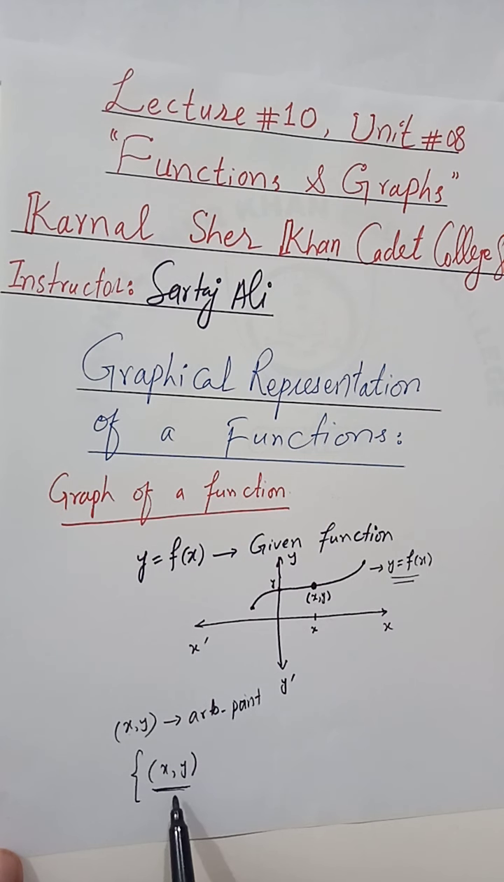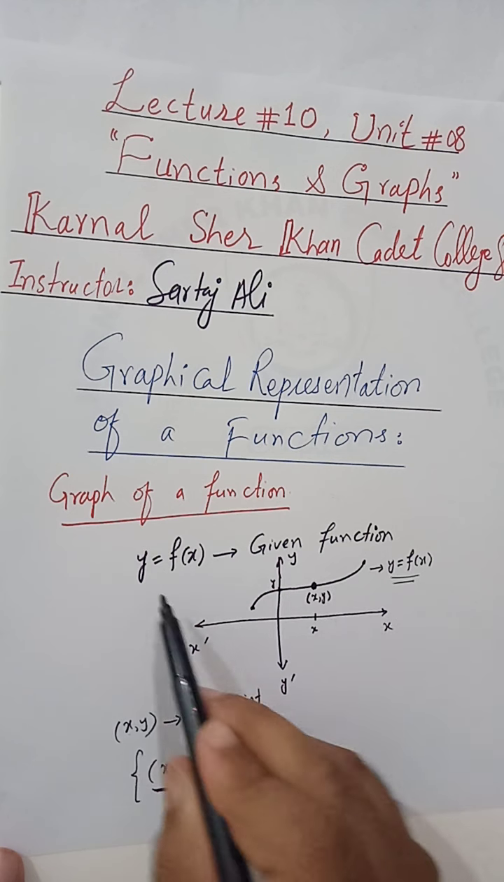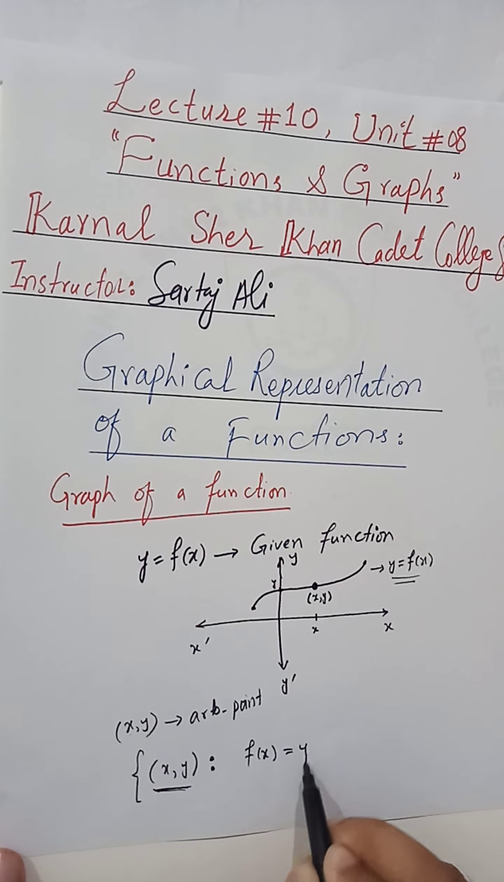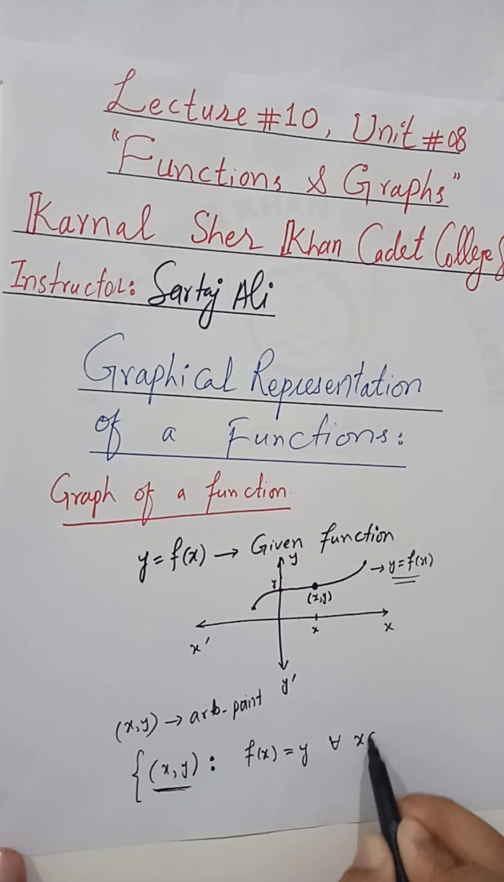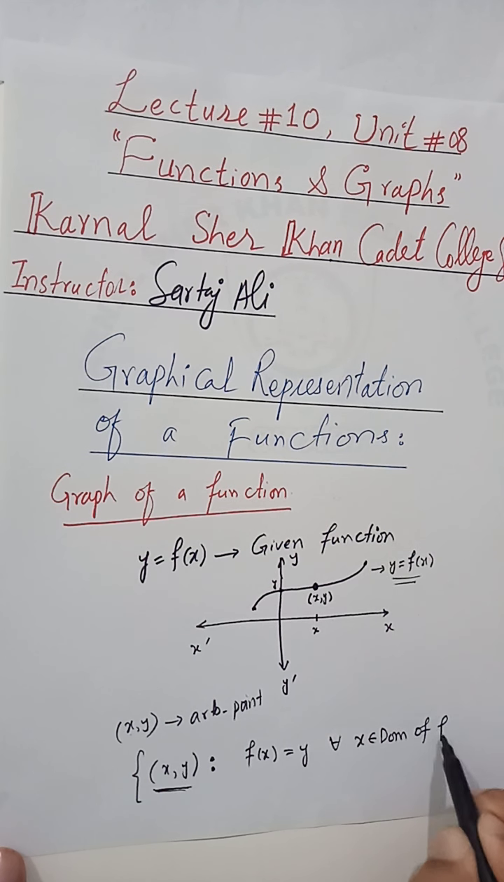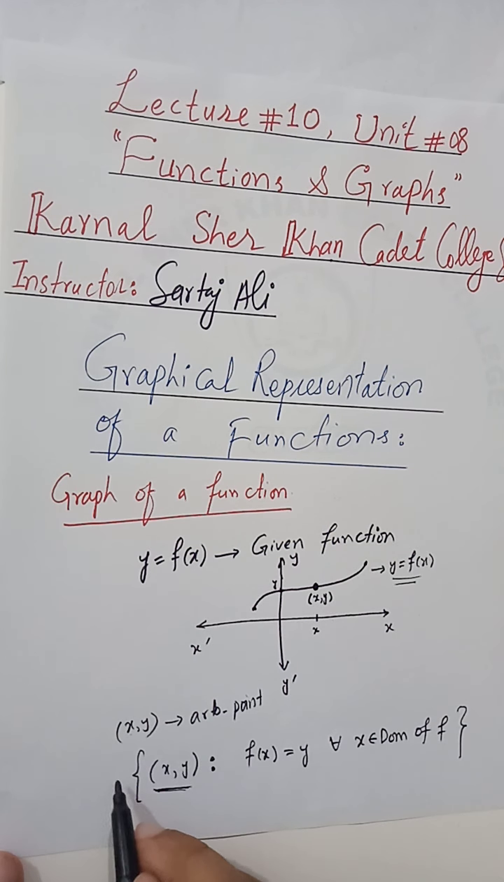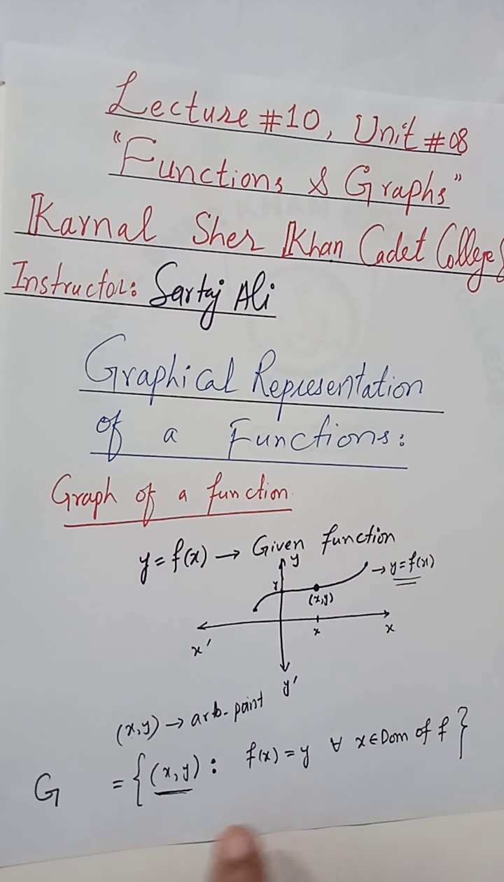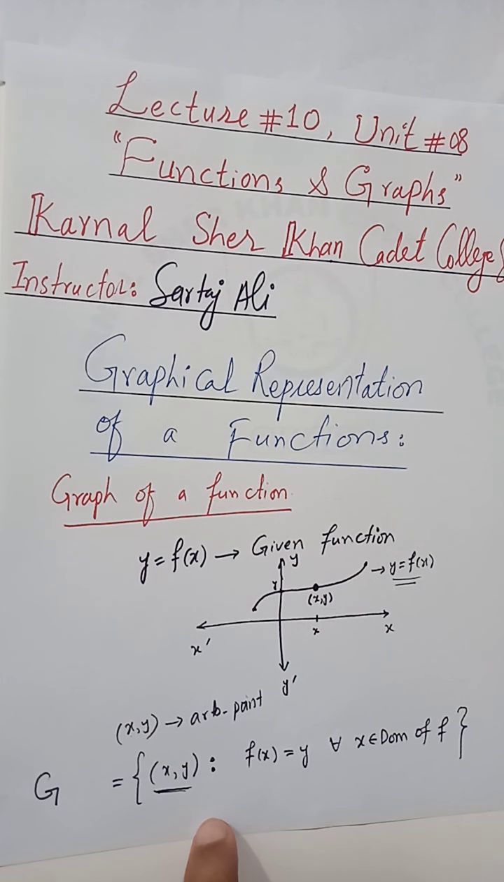You clearly see the set of points such that the domain value x must be in the domain of the function. It means f of x will be equal to y for all x belonging to the domain of the given function f. So this is the graph G. So this is the set builder notation form definition of a graph of a function.